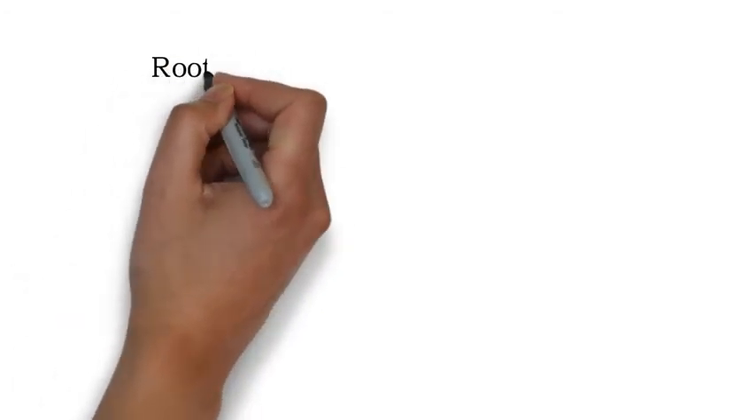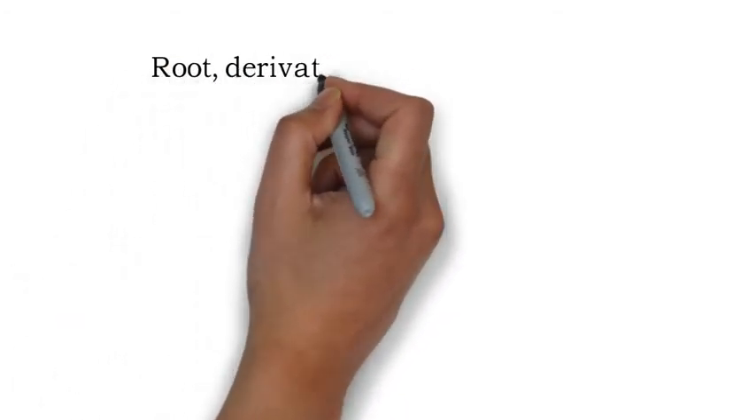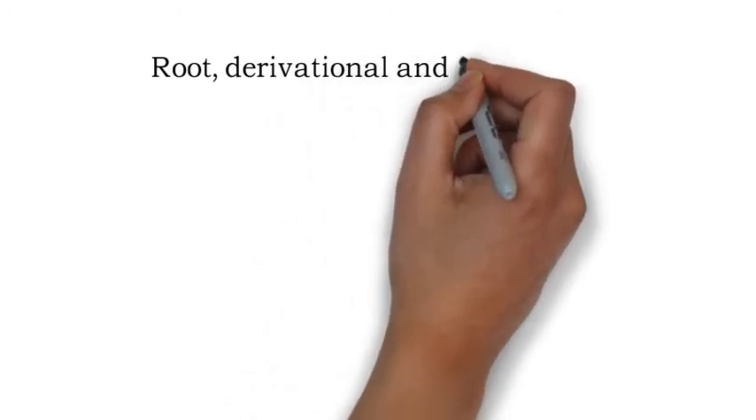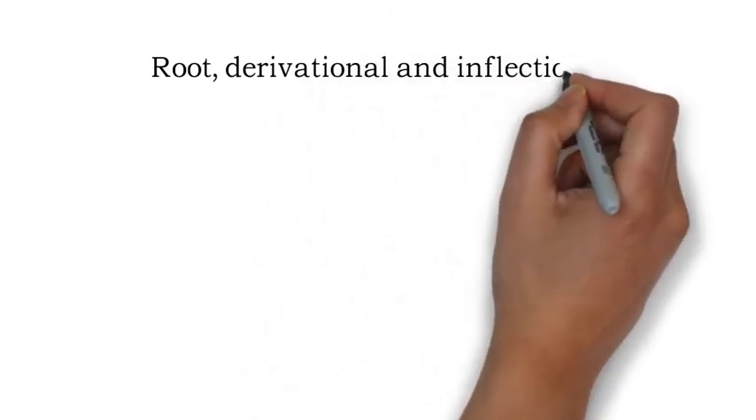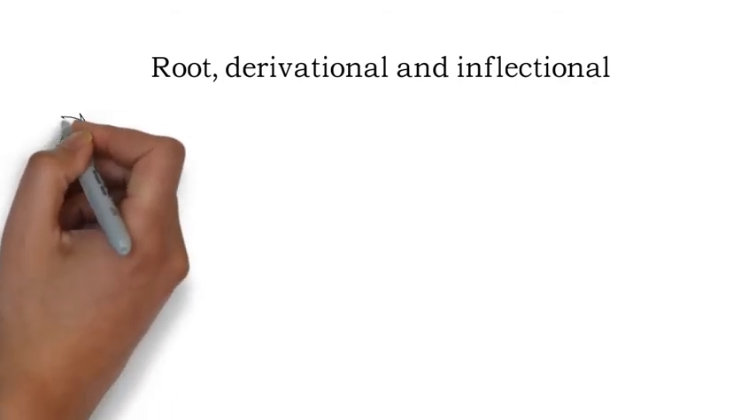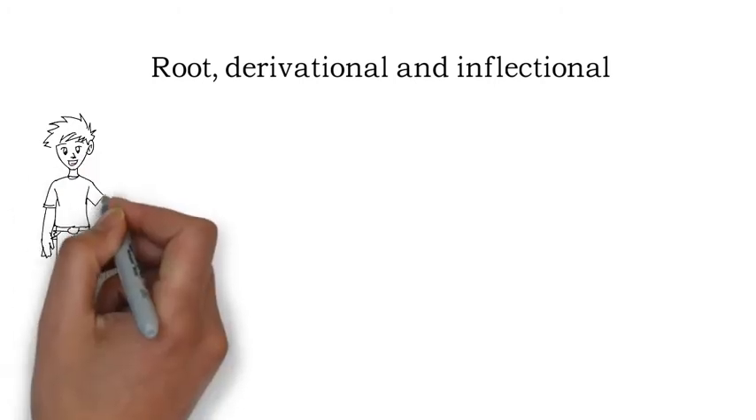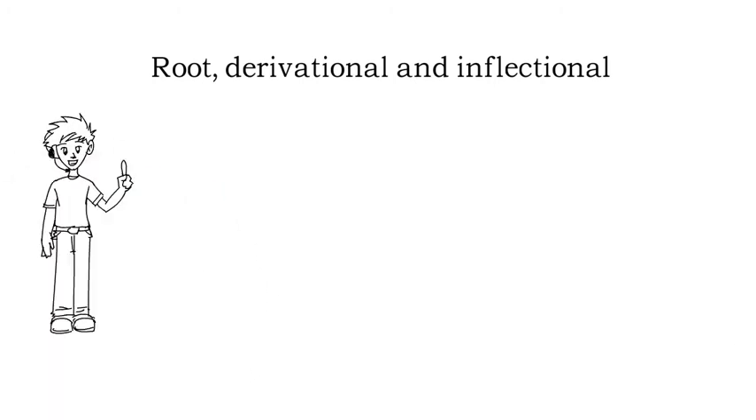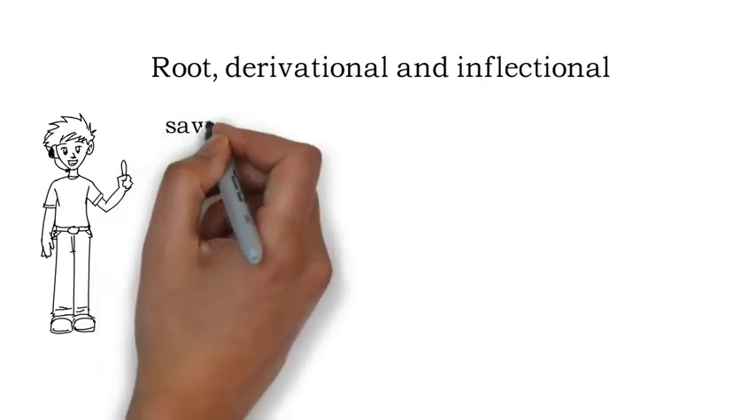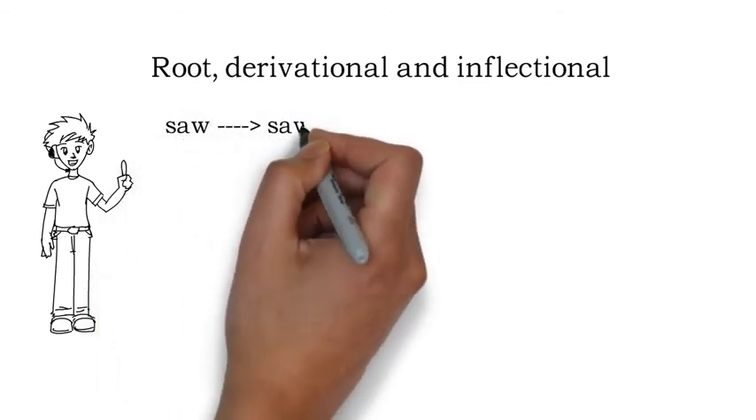After that, we have root, derivational, and inflectional. Besides being bound or free, morphemes can also be classified as root, derivational, or inflectional. A root morpheme is the basic form to which other morphemes are attached. It provides the basic meaning of the word. Example, the morpheme sour is the root of sourness.